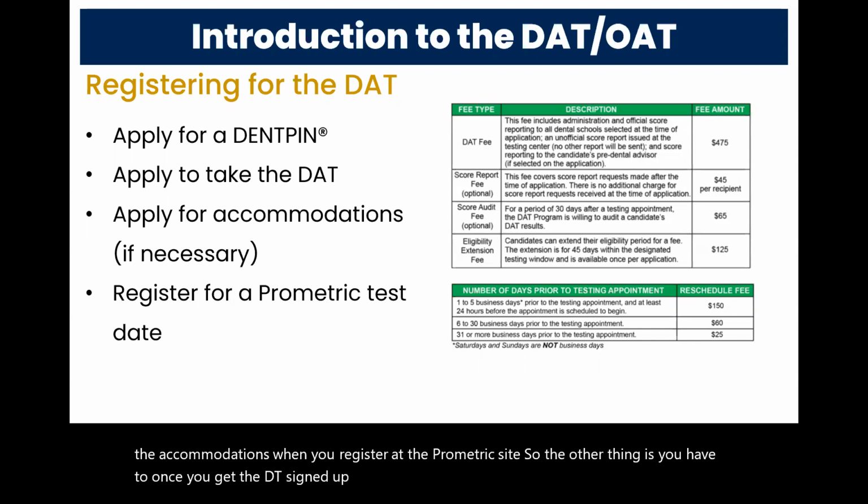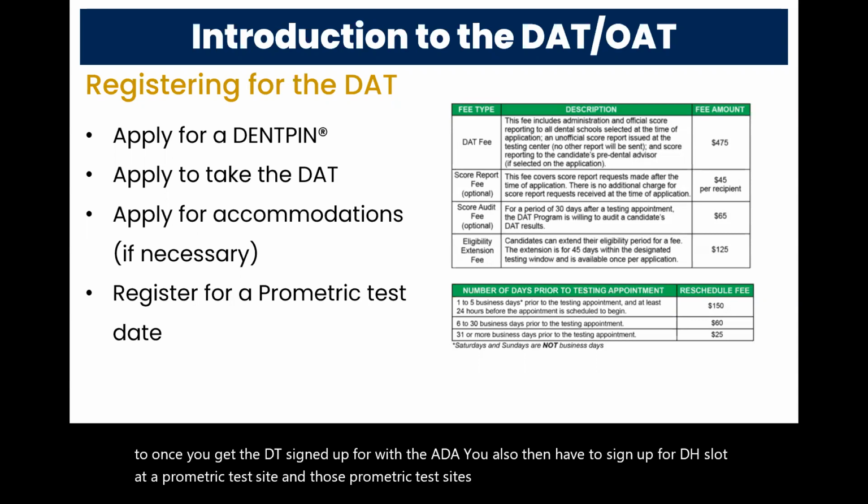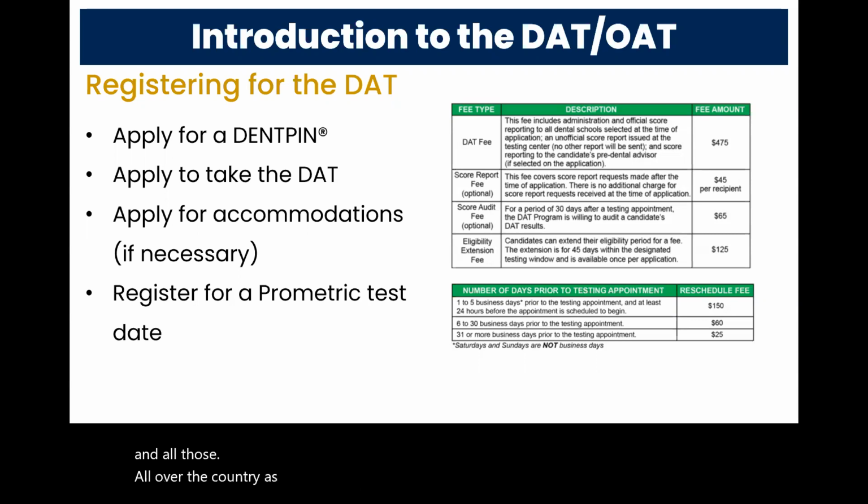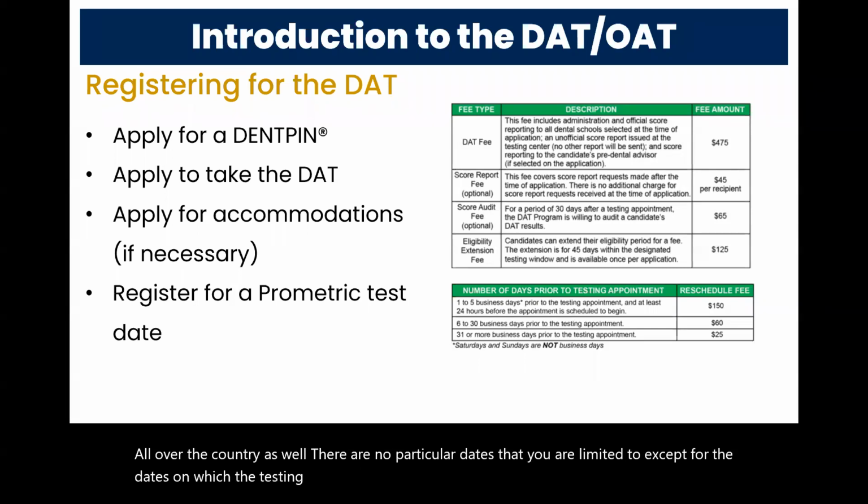So the other thing is, once you get the DAT signed up for with the ADA, you also then have to sign up for a DAT slot at a Prometric test site. And those Prometric test sites are scattered throughout the Bay Area and all over the country as well. There are no particular dates that you are limited to except for the dates on which the testing center is open and available for testing.